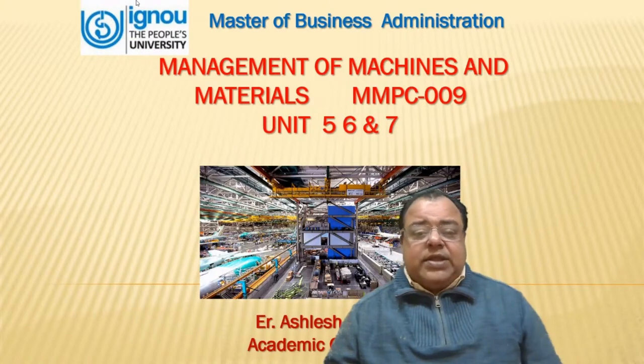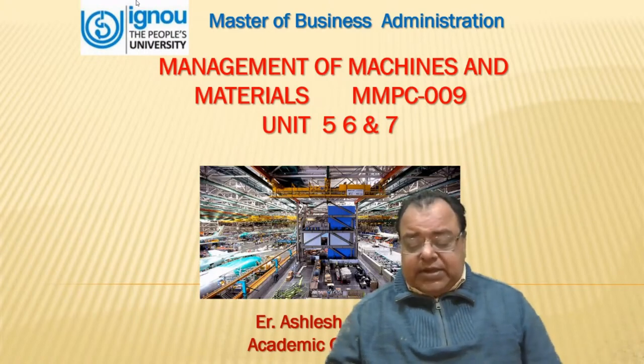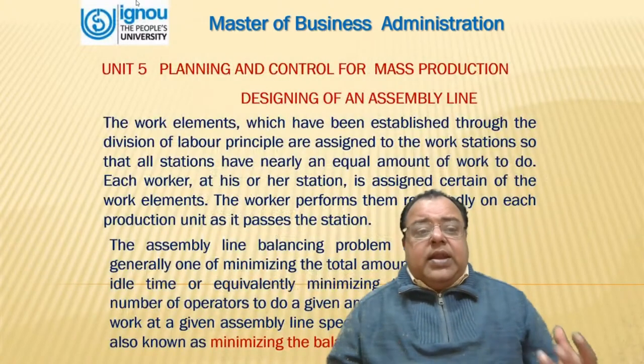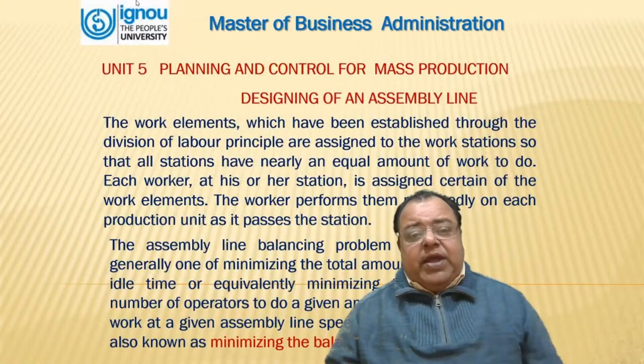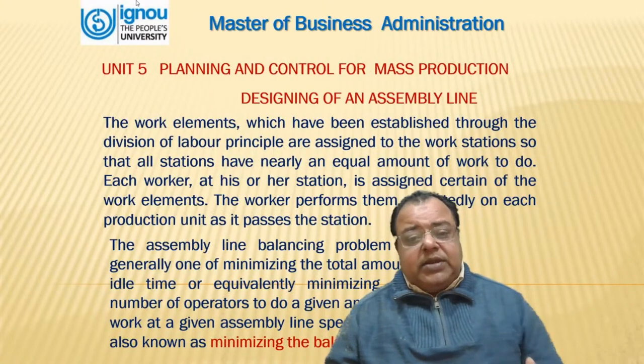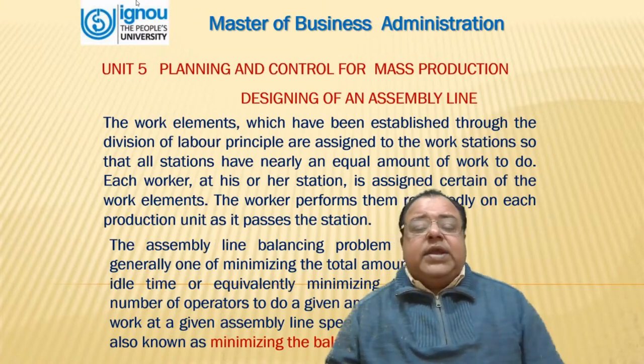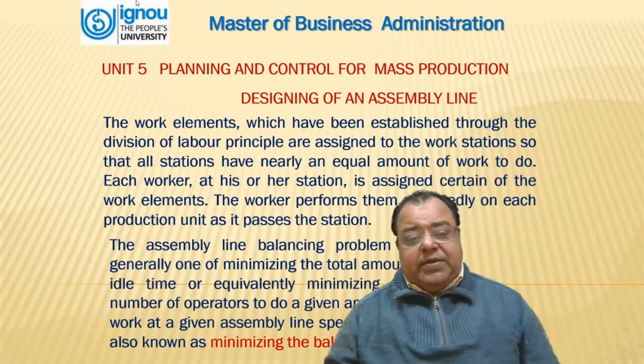Today we will be discussing Unit 5, 6, and 7. Earlier we have already started Unit 5, that was Planning and Control for Mass Production. Under that, today we'll start with Designing of an Assembly Line.